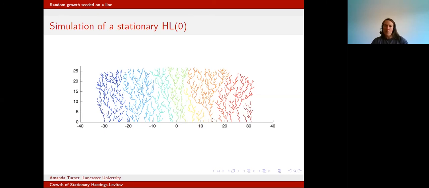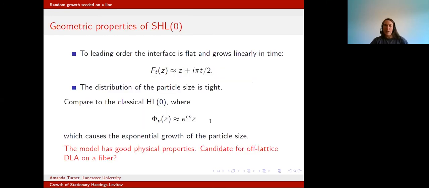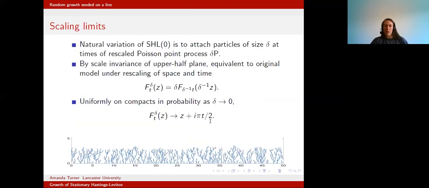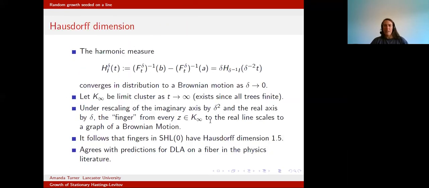And if we take 2 fingers that are far away from each other, so this one here and this one here, they behave like independent Brownian motions until they meet, and then they coalesce. And so you get something that looks a lot like the Brownian web in that case.